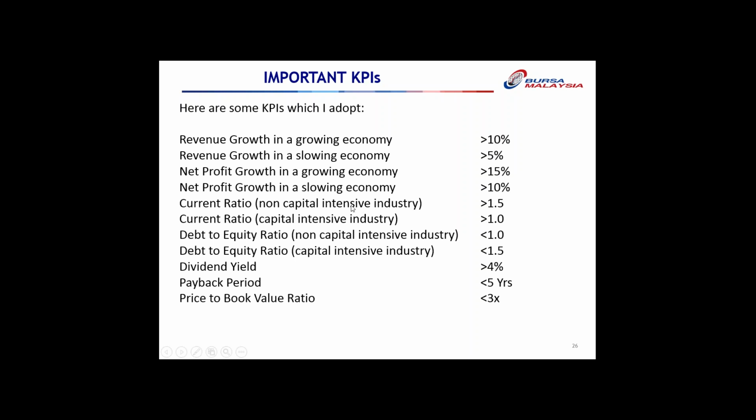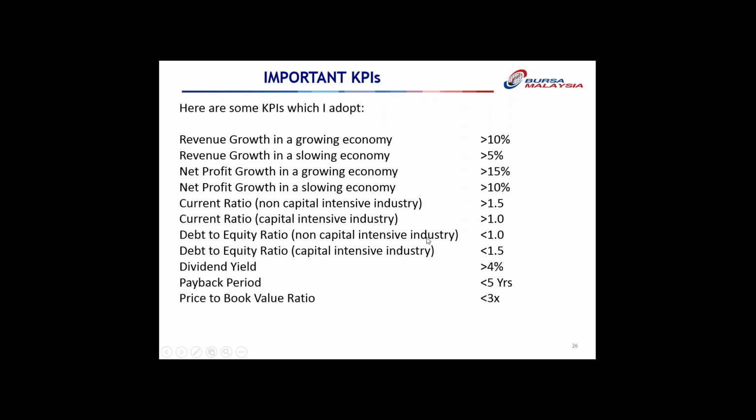Now the current ratio, for a non-capital intensive industry, should be more than 1.5 times. Current ratio for capital intensive, less than 1 time. Now the reason is that a capital intensive industry needs to borrow more money, and therefore payments like interest on borrowings for current debts would be higher, and therefore I actually lower the benchmark.